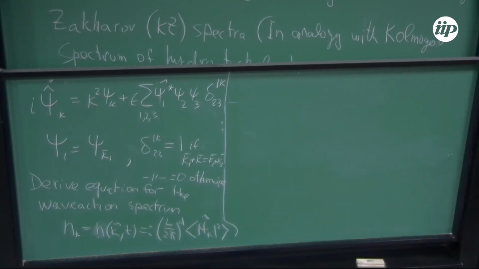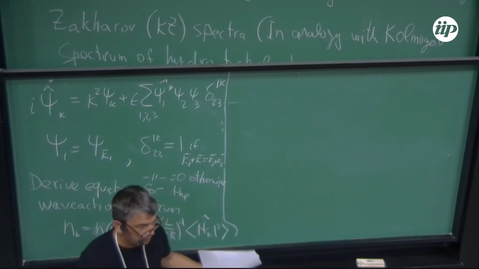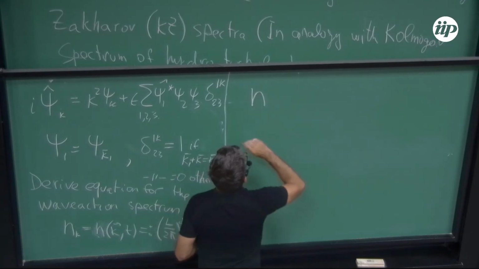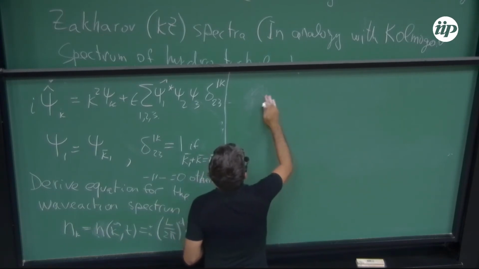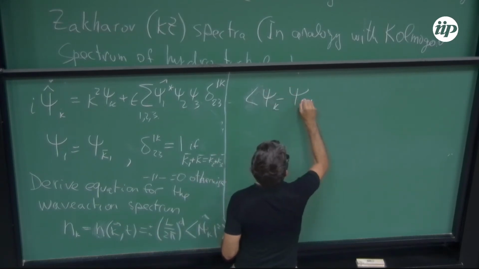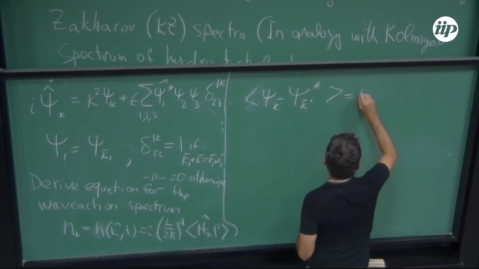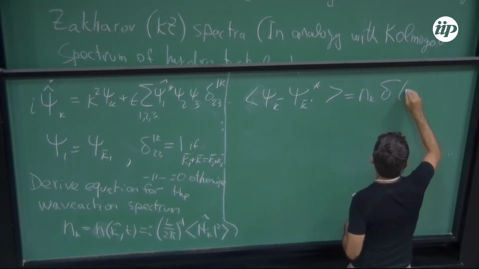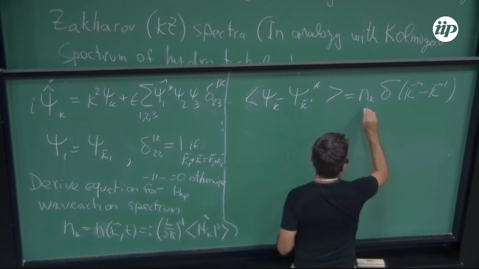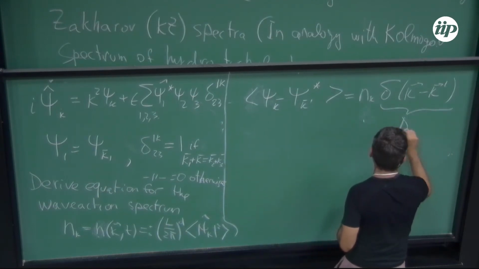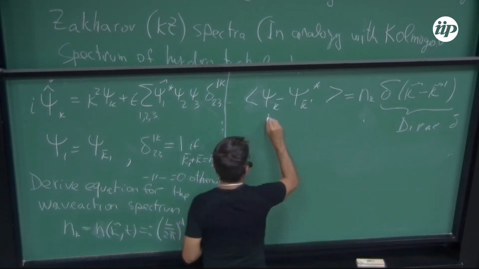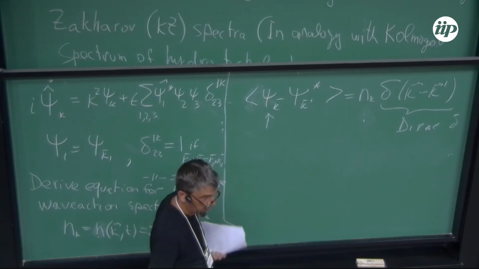It also has a relation between continuous Fourier transform and a discrete Fourier series, right? Because in the continuous limit, n_k would be defined like this. I take psi k prime conjugate, and I would say it's n_k delta of k minus k prime. So now this is Dirac's delta, and this is a continuous Fourier transform. It's not the same as a Fourier series.